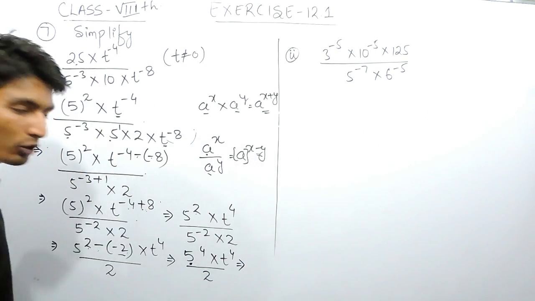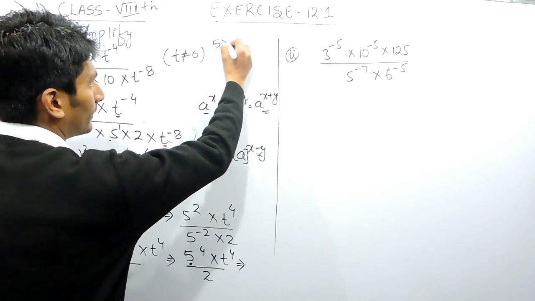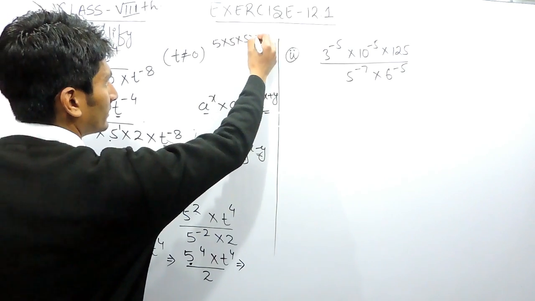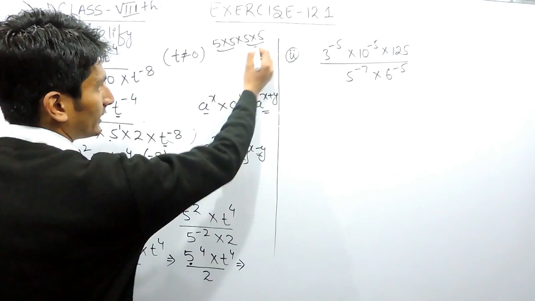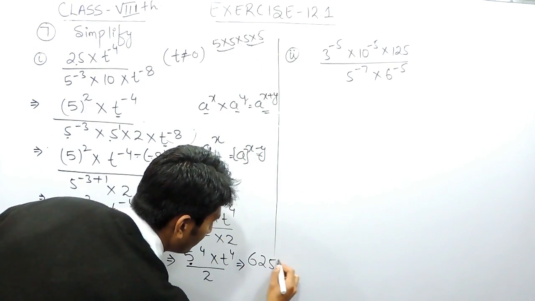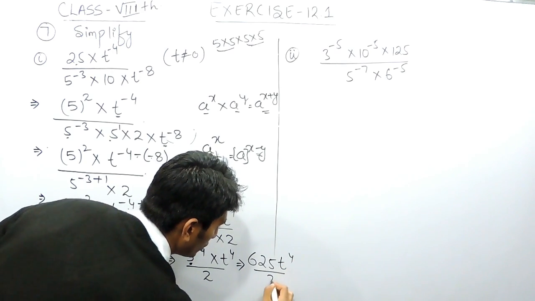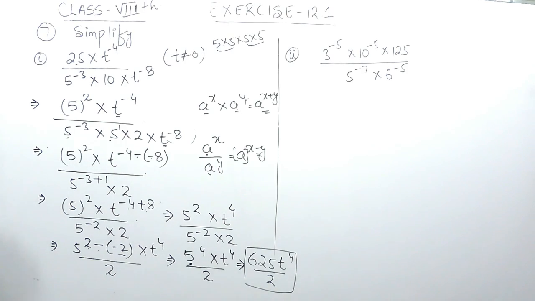5 raised to power 4 means 5 multiplied 4 times: 5 multiplied by 5 multiplied by 5 multiplied by 5. So this is 25 and this is 25, and 25 multiplied by 25 is 625. So 625 will be the answer for this first part.